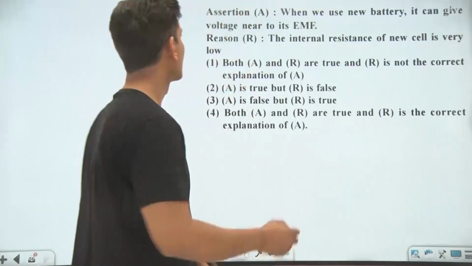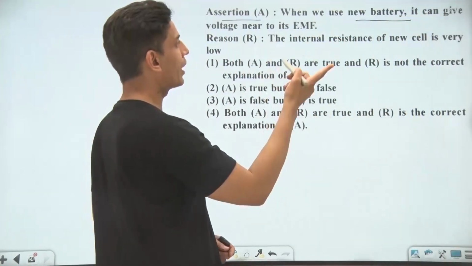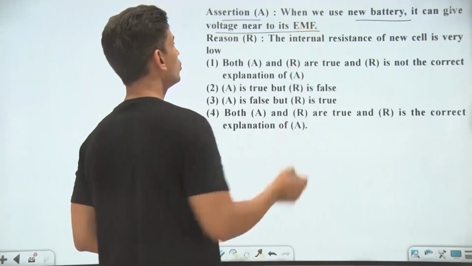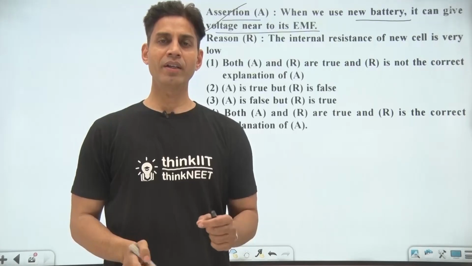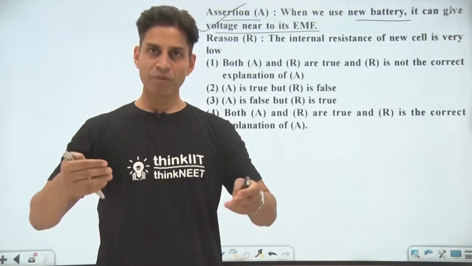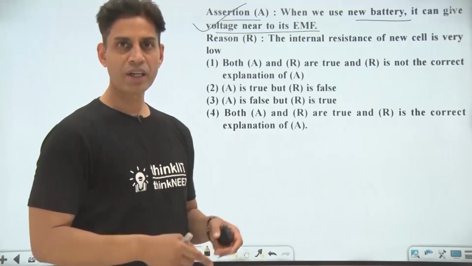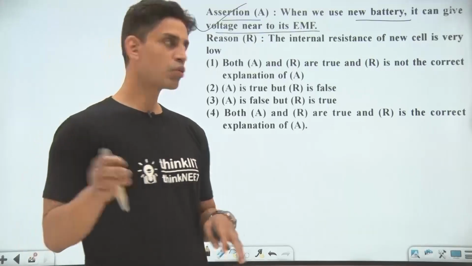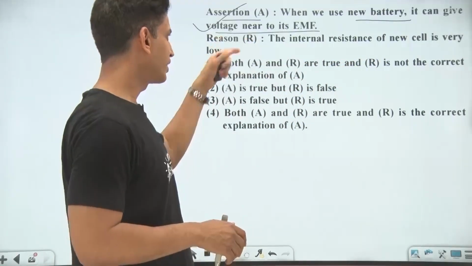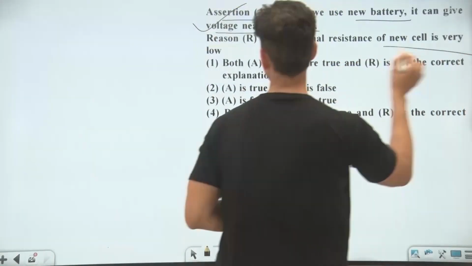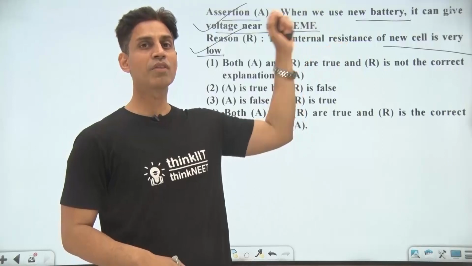Moving to the next one, assertion. When we use a new battery, it can give voltage near to its EMF. That is a correct statement, because whenever you use a new battery, its internal resistance is negligible. As time proceeds, internal resistance keeps on increasing. So if there is no internal resistance, the voltage will be equal to EMF. So it is correct.